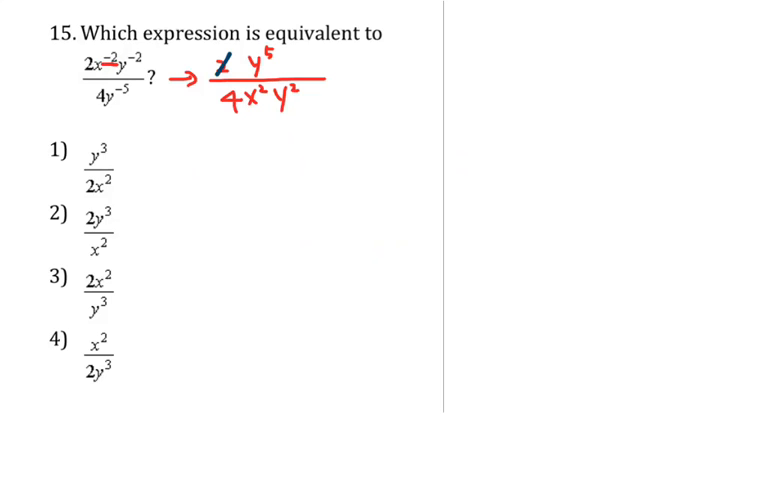And here we get to realize that that's equal to 2, and this cancels out with this one. We get y to the 3rd power. So when you combine them together, we have y to the 3rd on top, and on the bottom we have 2x squared. Alright, then what is our answer? It seems like choice 1.